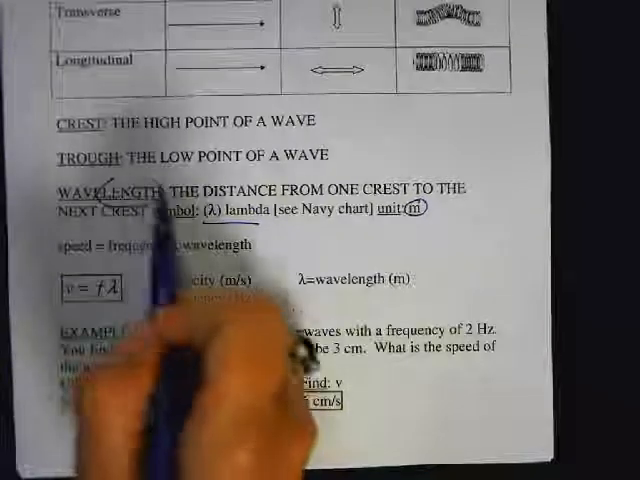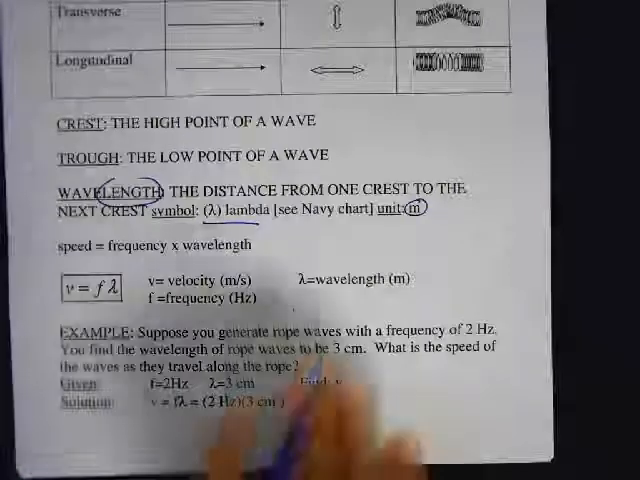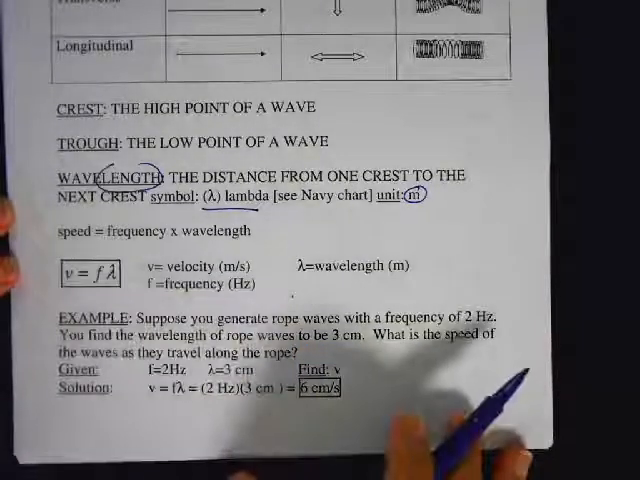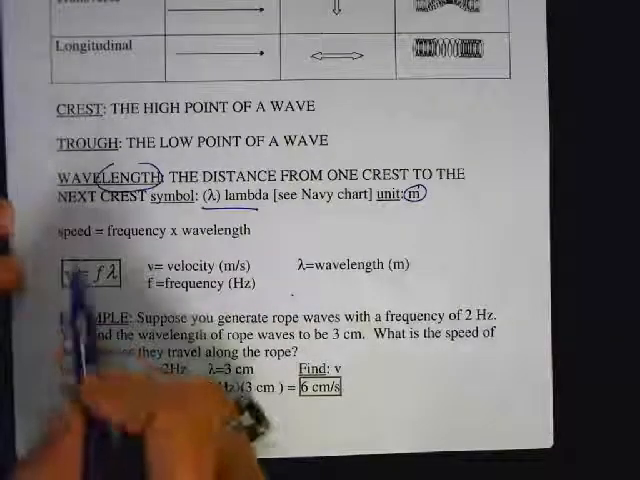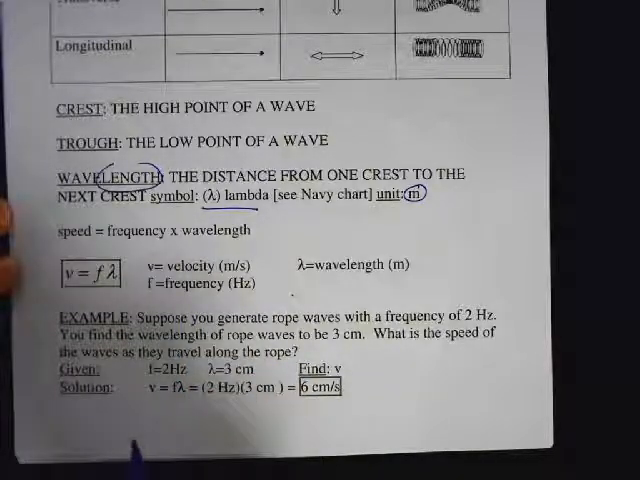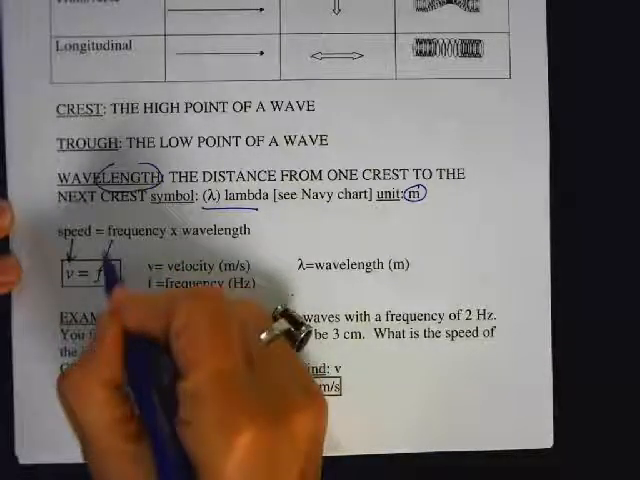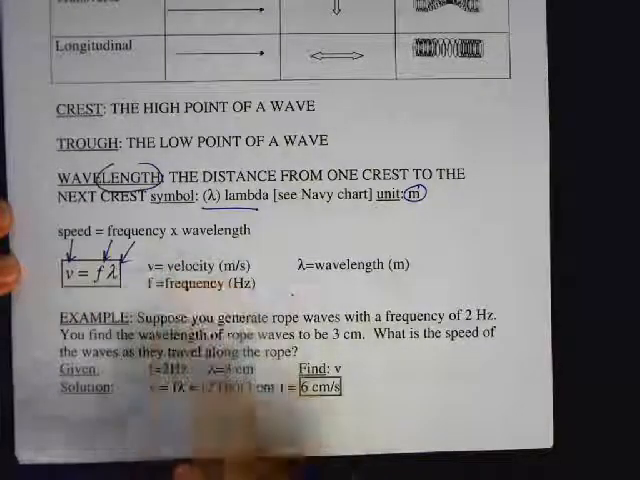Because remember, this is a type of what? Length. And when we measure length, we measure it in meters. So this is the one equation for tonight's homework: speed is frequency times wavelength. Some of you might have actually used this equation in middle school. So V, the speed, is equal to the frequency times the wavelength. So V is equal to F lambda.